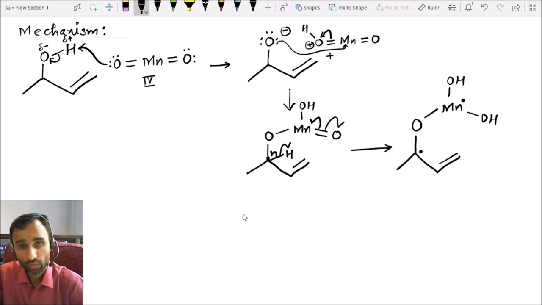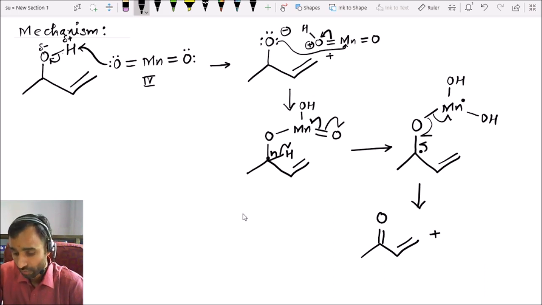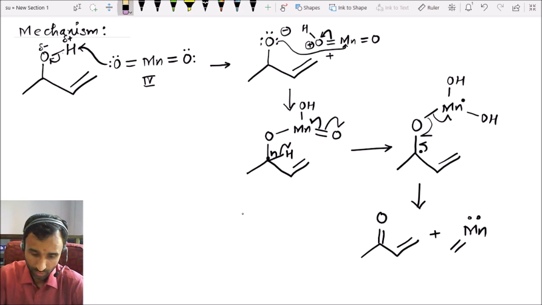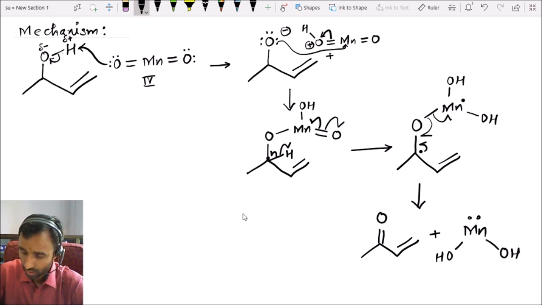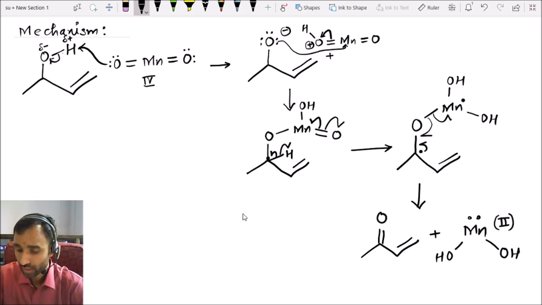Okay. After the formation of this radical, again this type of product is formed. So we get at the end this double bond, because homolysis takes place when radical formation is there, plus Mn lone pair, sorry, this is OH and OH. So now ultimately we get H2MnO2. Here, what is the oxidation number of manganese? 2. In this case, it is 3. Here it is 4 as well.